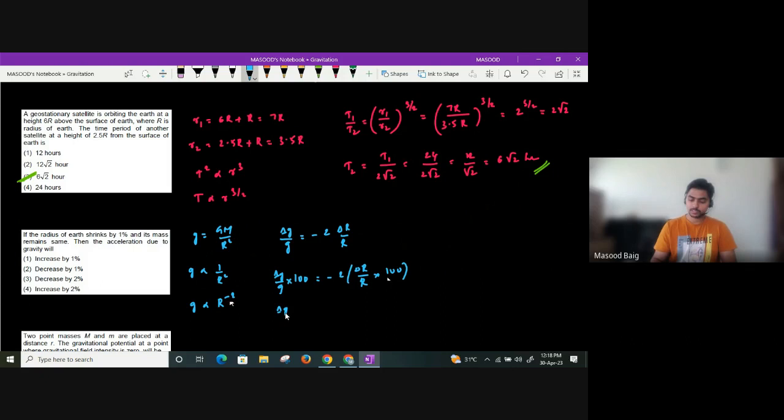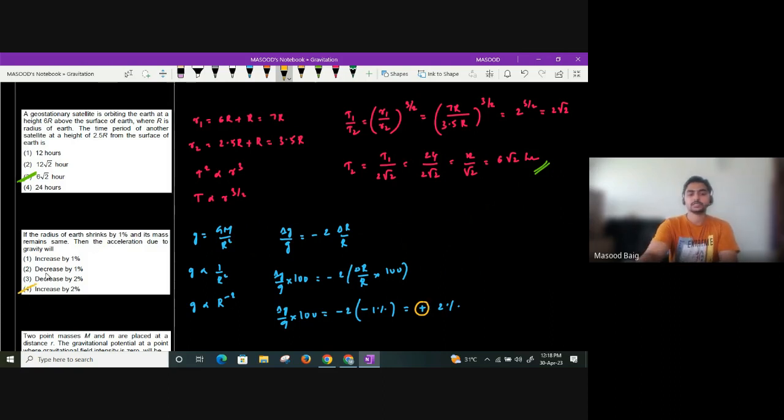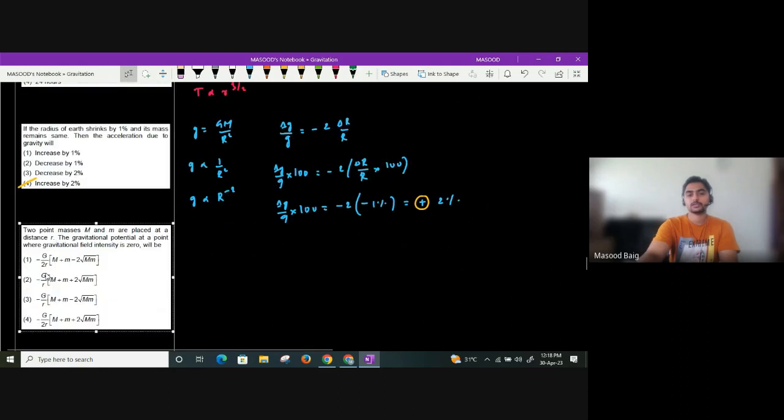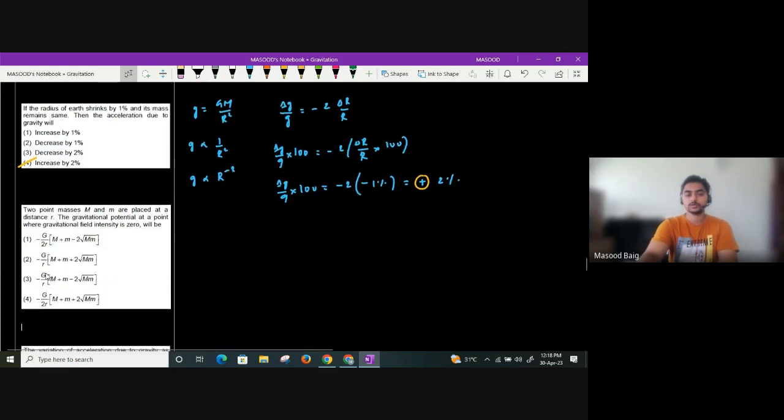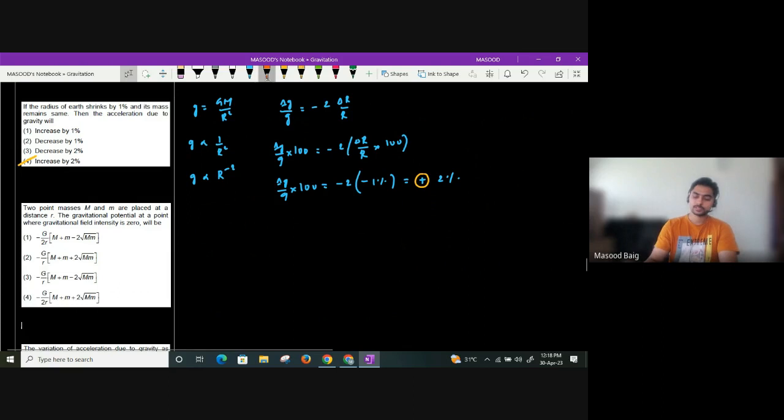So what is delta g by g into 100 now? It will be minus 2 times. So what is delta r by r into 100? It is shrinking, means reducing. So minus 1% you will write. So I'll get it as plus 2%. What is plus indicating? Plus indicates that there will be an increase in the acceleration due to gravity by how much, beta? By 2%. So whenever radius is shrinking by 1%, g value will increase by 2%, guys. Clear, everyone?